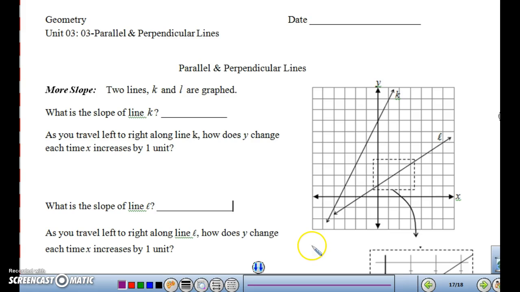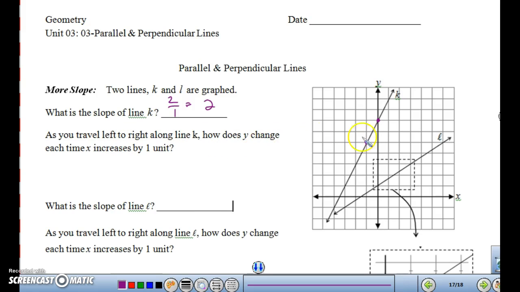Now, if we want to find the slope of line K, we just have to find 2 points on the line and then count to get to the next point and figure out the slope. So, let's find a couple points. Let's say I've got a point right here, and I've got the y-intercept right here. Now, we know this is going to be a positive slope because the line is going up, but how do we go from left to right, this point to this point? We have to go up 2, 1, 2, and over 1, so your slope is 2 over 1, which is 2.